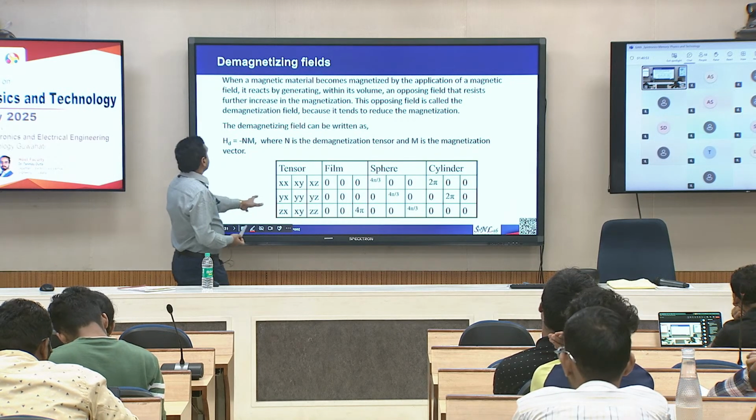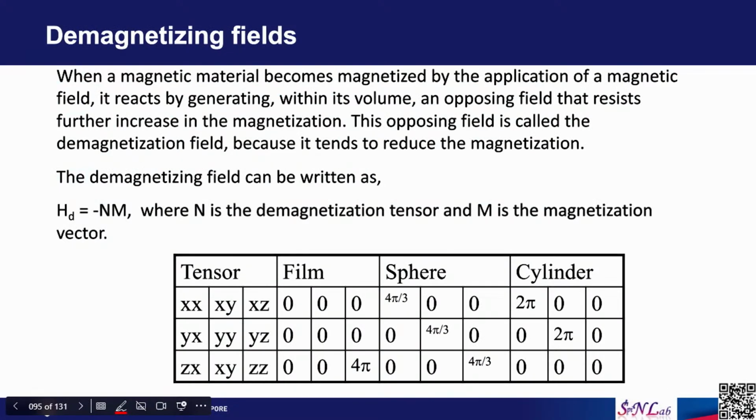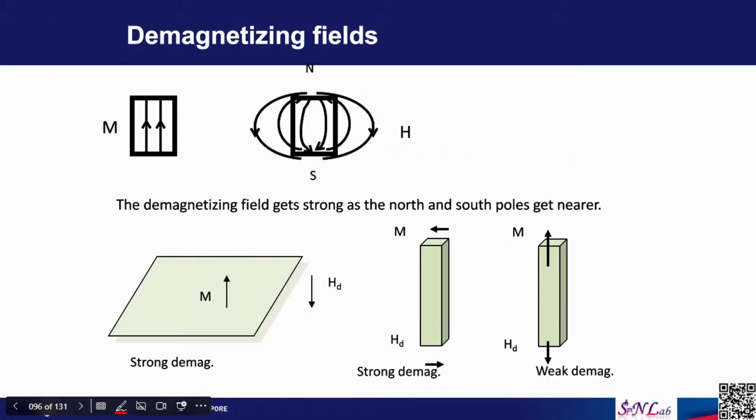So, that you can understand by looking at these tensors. Okay. So, in certain direction the demagnetization field will be larger, and that will oppose magnetization to be in that direction. Okay, that is about shape anisotropy. Okay. So, here I am showing different example.